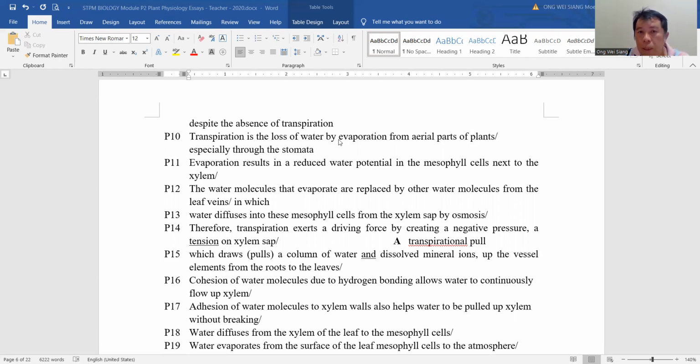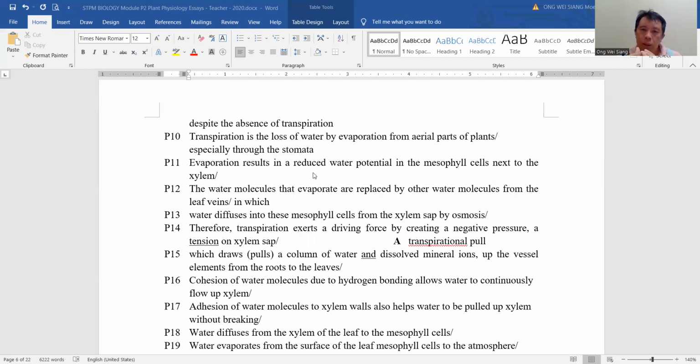Transpiration is the loss of water by evaporation from the aerial part of plant through the stomata. Evaporation results in a reduced water potential in the mesophyll cell next to the xylem. So you must be very clear about the leaf anatomy, especially the spongy mesophyll cells. They have what we call the air spaces. Okay. So the spongy mesophyll cell wall has a moist water film. So this water evaporates into the air space.